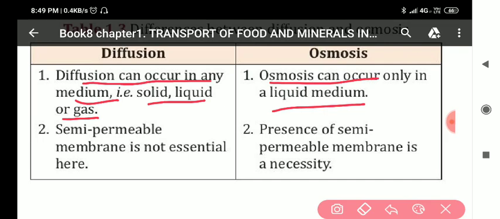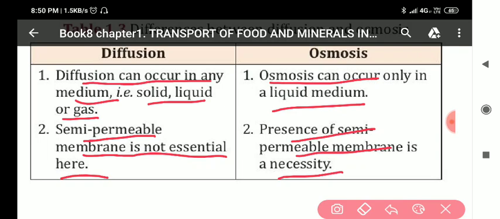In diffusion, a semi-permeable membrane is not required. It is not essential here. But in osmosis, the semi-permeable membrane is required. Presence of a semi-permeable membrane is a necessity. So my dear students, these are the differences between diffusion and osmosis.